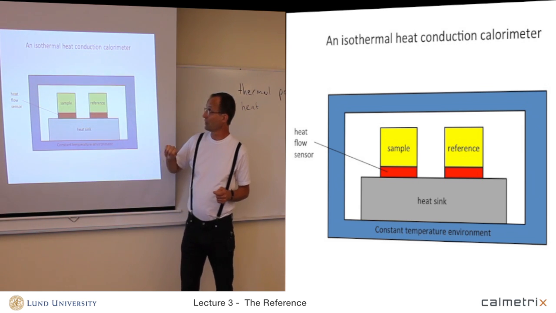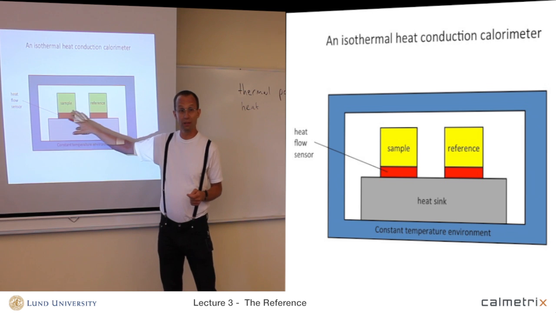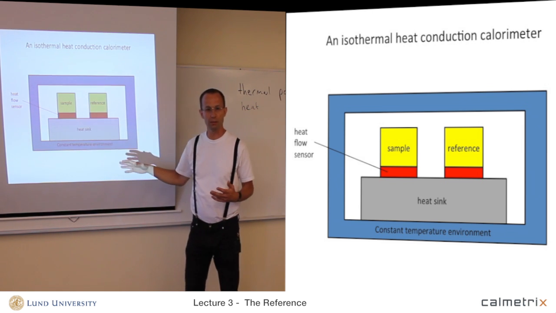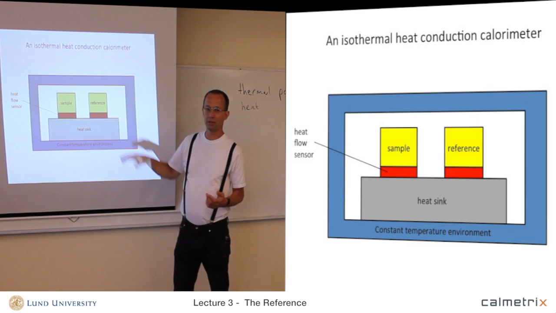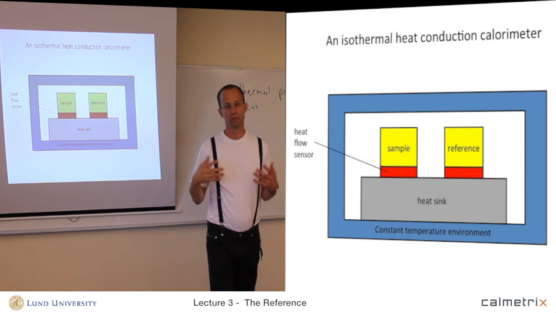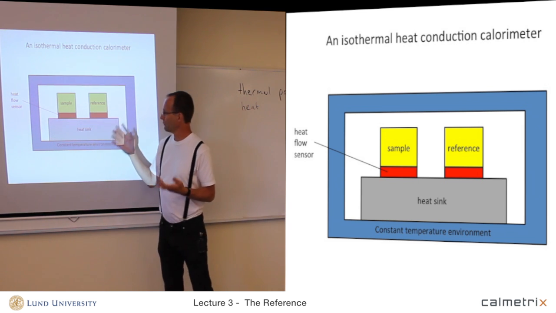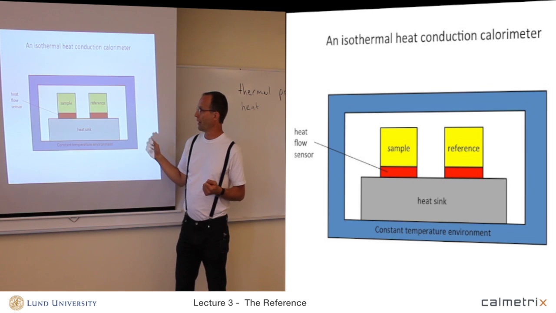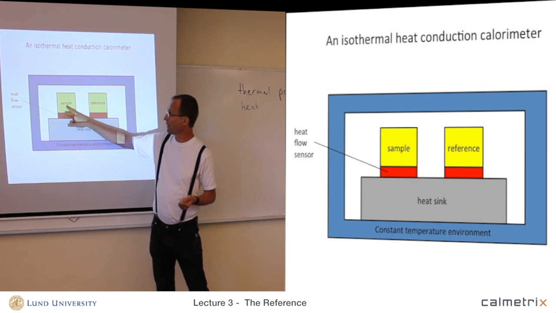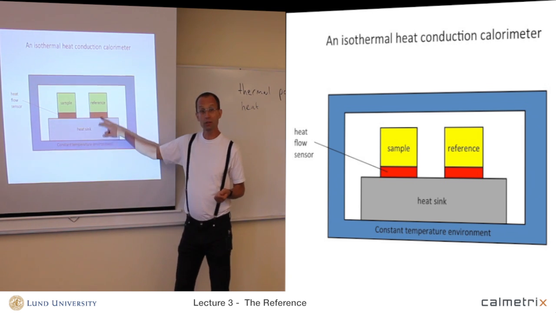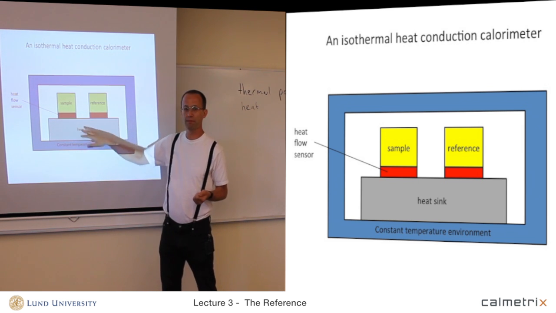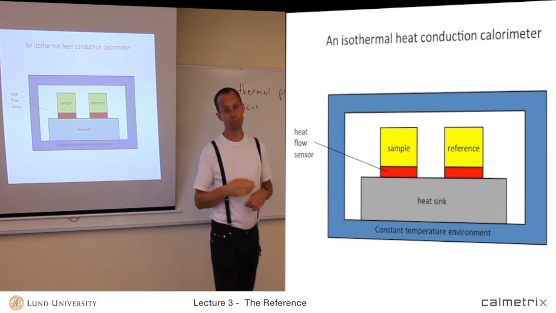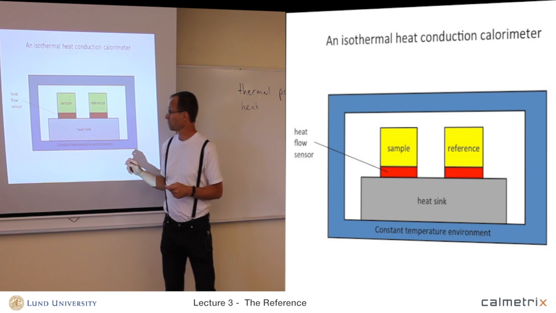The use of the reference is that there are always disturbances coming into this thermostated environment, and they will influence the sample and the reference in a similar way, at the same time, with similar magnitude. We actually measure the signal from the sample minus the signal from the reference. So if the same thing takes place in the sample and the reference, it will be removed by this subtraction.